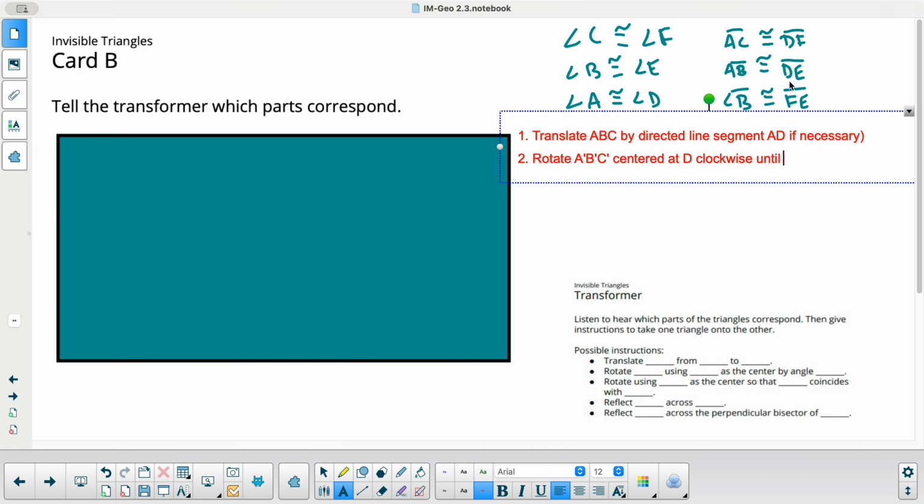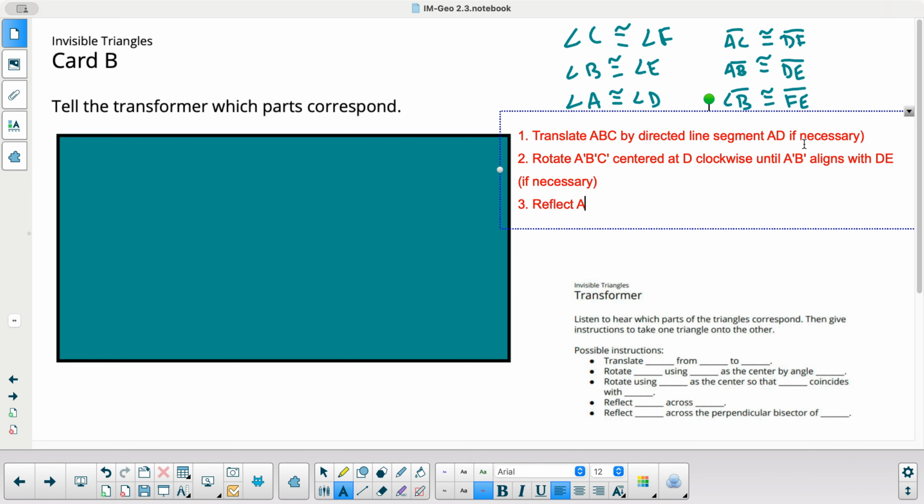So A, B, and D, E. So we'll say until A prime, B prime aligns with DE. And then the last thing, again, that's if necessary. The last thing is going to be reflect A double prime, B double prime, C double prime across DE.